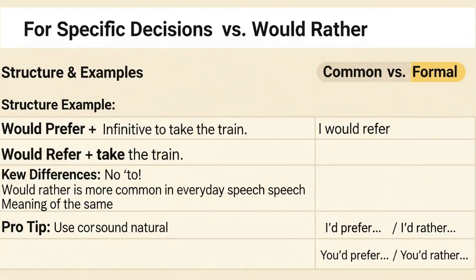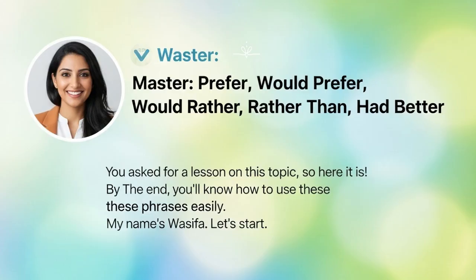Contractions and mini review. Here's a tip to sound natural. Contract the subject and would when you're speaking. I'd prefer. I'd rather. You'd prefer, you'd rather, and so on. So sometimes when you're listening to a native speaker and you're wondering, where's the would? Would prefer, would rather? You know it's probably contracted.